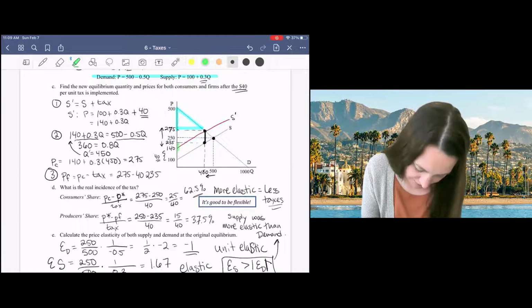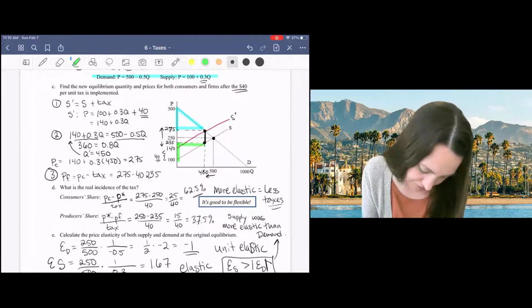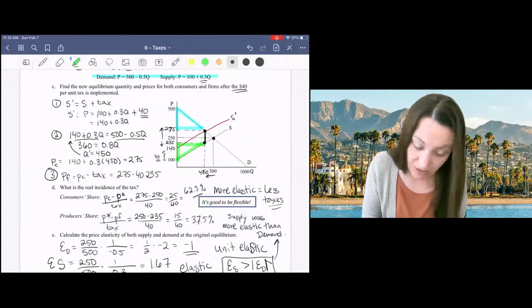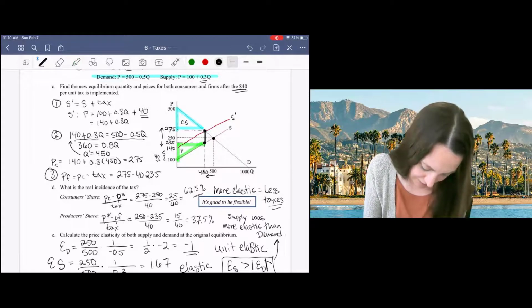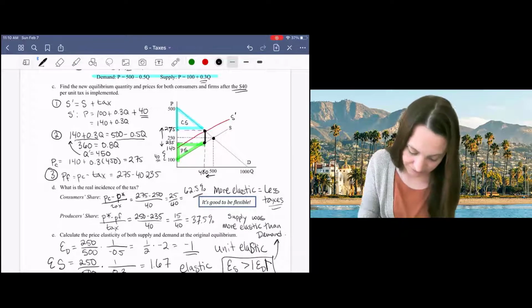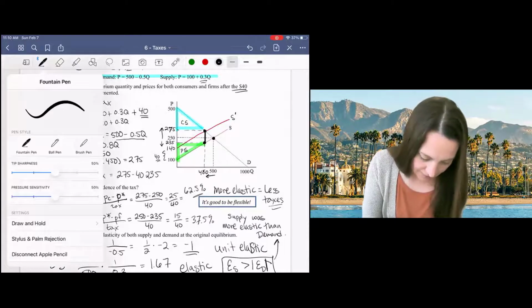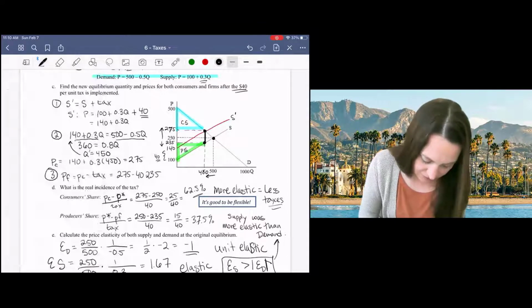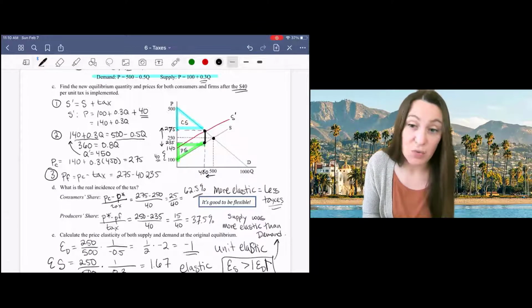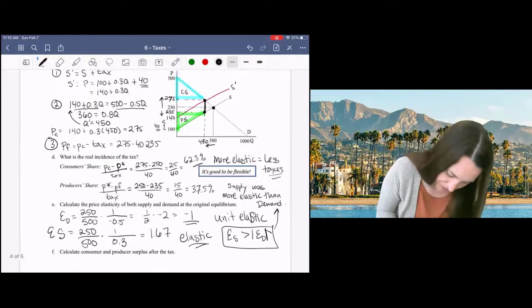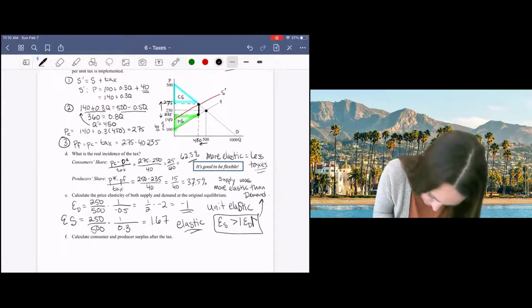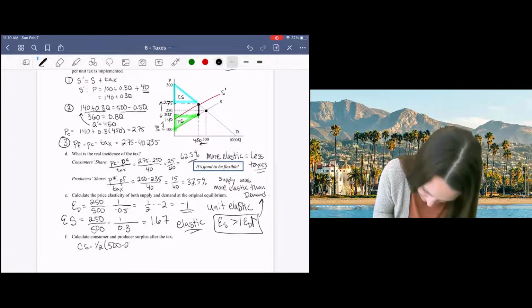Producer surplus will be the area below the price for the firms and above the original supply curve. So we have consumer surplus and producer surplus here. And you'll notice a few different missing areas, which we will label in just a moment. So let's go ahead and calculate first consumer surplus and producer surplus. 1/2 times 500 minus 275 times 450.